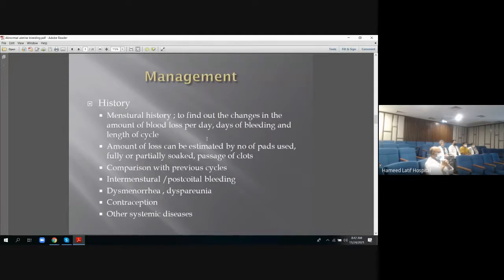Management. The main objective of the management of the patient of abnormal uterine bleeding is to find out the cause, and the management includes detailed history, thorough examination, appropriate investigations, and treatment of the cause. Menstrual history, to find out the changes in the amount of the blood loss per day, days of bleeding, and the length of the cycle. Amount of loss can be estimated by the number of pads used, their soakage, and the passage of clots.